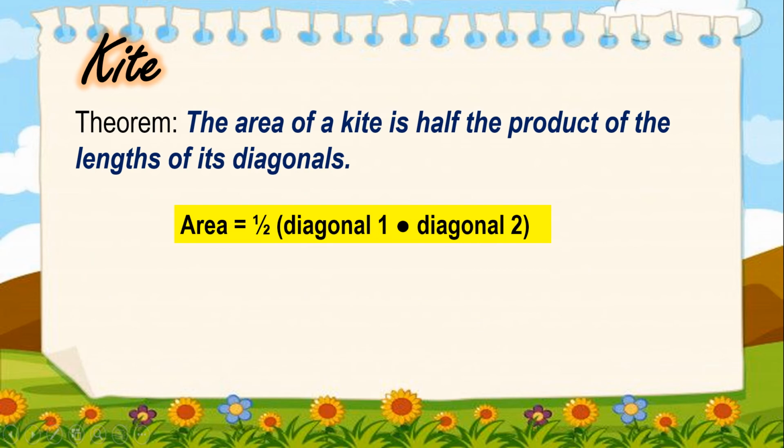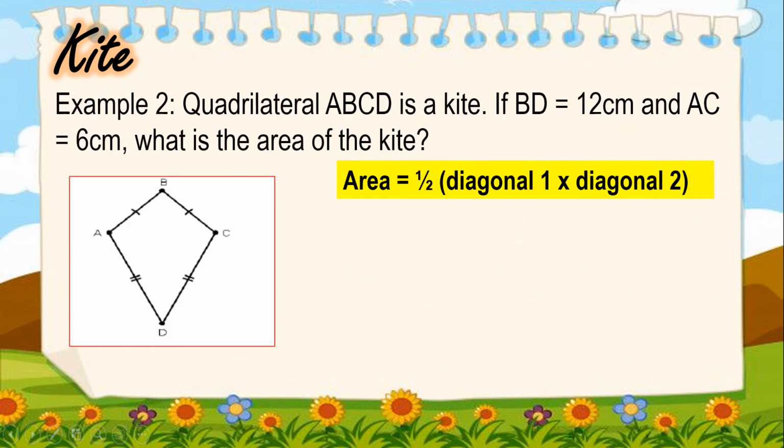Theorem. The area of a kite is half the product of the lengths of its diagonals. So in order for us to find the area of a kite, we multiply the length of the two diagonals and then divide it by 2 or multiply it by 1/2. Let's have an example. Quadrilateral ABCD is a kite. If BD is 12 centimeters and AC is equal to 6 centimeters, what is the area of the kite?